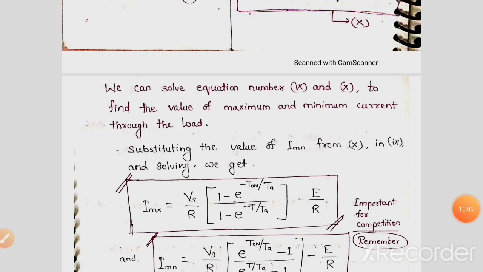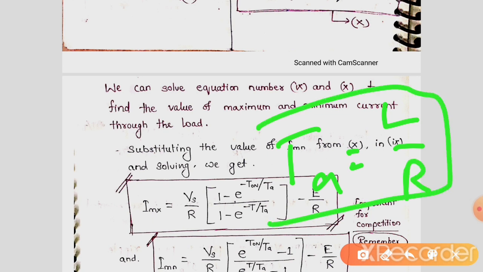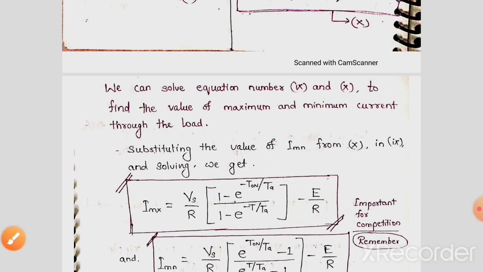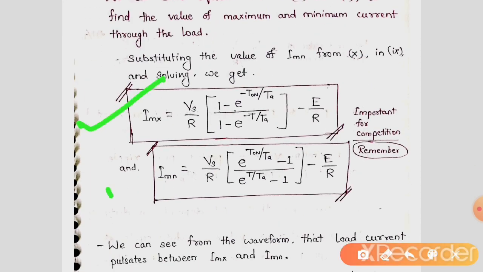I'm sorry, here Ta is equal to L upon R. I'm extremely sorry. Ta is equal to L upon R. So this is the expression for I max. Similarly for I minimum, it is Vs upon R, e to the power T on upon Ta minus 1 upon e to the power T upon Ta minus 1, minus E by R. So finally these two expressions are very important and you must remember them.